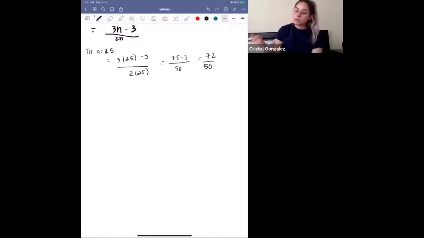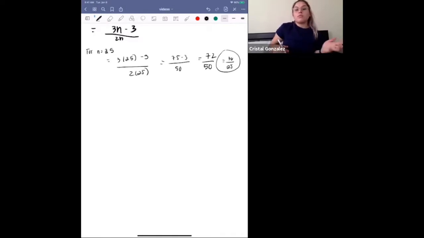They're both divisible by 2. 72 divided by 2, that's 36. And then over 25. So that's our answer. So now you're like, okay, why did you make me use n if we were just going to plug it in anyways? Well, here's what I want to do next.